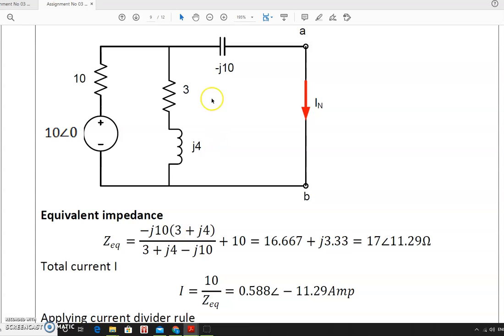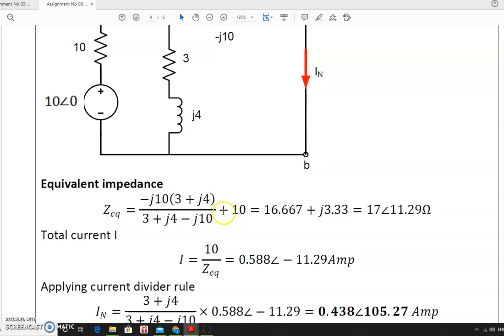How will we calculate the Z equivalent? These two will come in parallel now, because this is shorted now, hence the current supplied by this is divided here and again meeting back here. So this branch and this branch is in parallel. So minus J10 is in parallel with 3 plus J4. Considering this, and adding this plus 10 we'll get the Z equivalent.